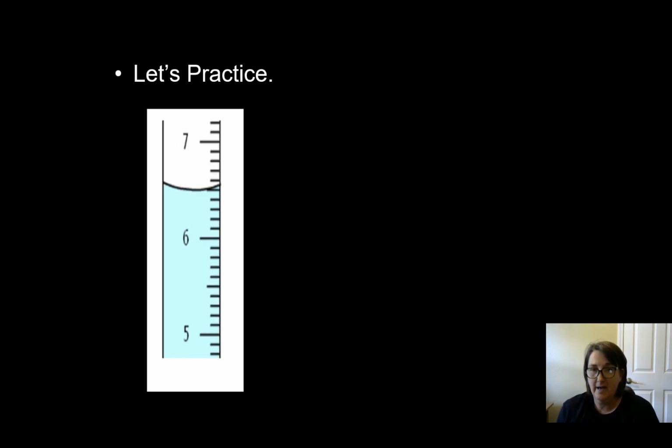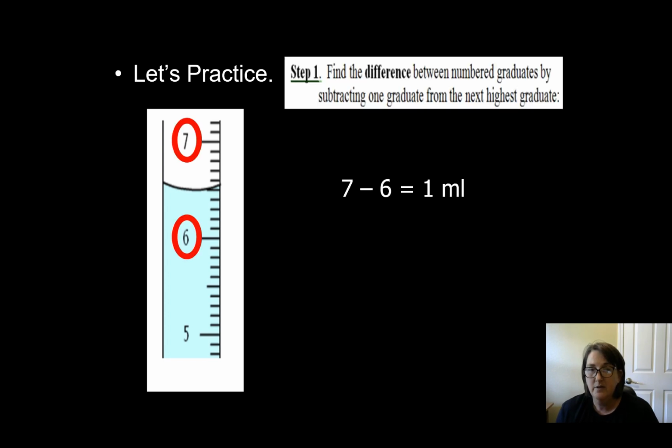So let's practice. I just want you to tell me what increment each line value represents. You can pick any number. You could pick 6 and 5, you could pick 7 and 6. It doesn't matter. You're going to get the same number. So here I pick 7 and 6. I'm going to subtract those two numbers and I'm going to get 1.